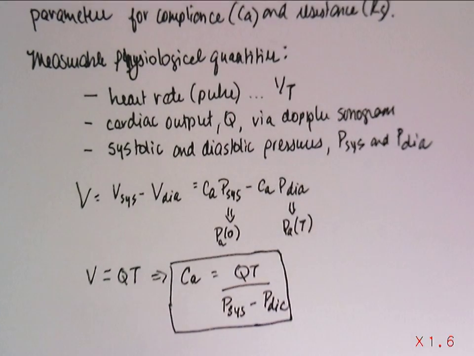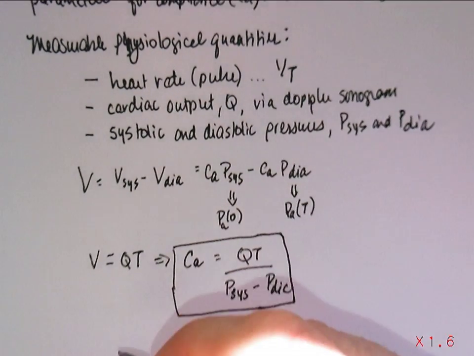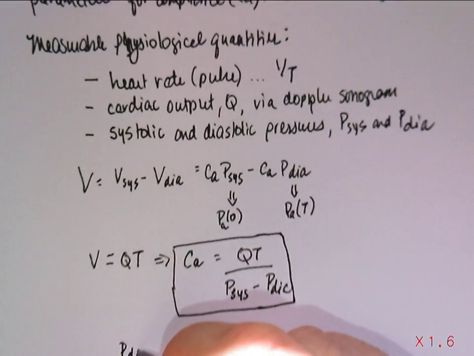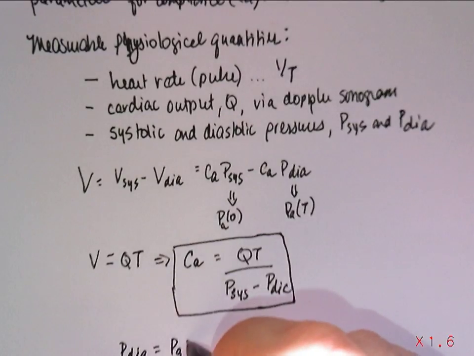For resistance, you can use the fact that we know that the diastolic pressure is the same thing as P_A of T.